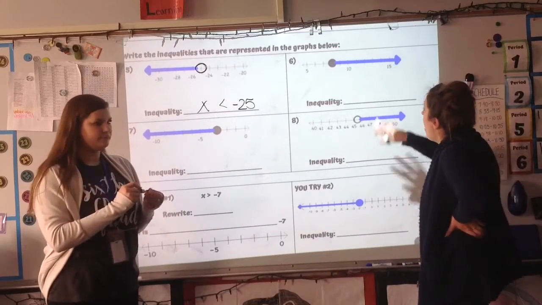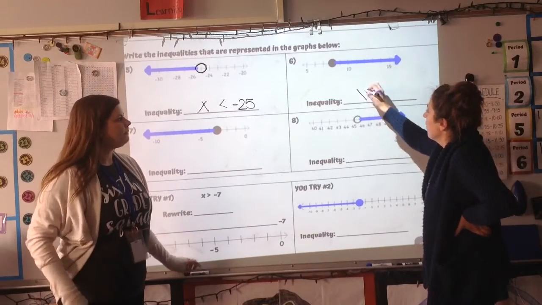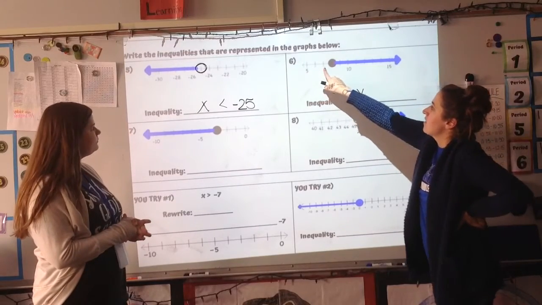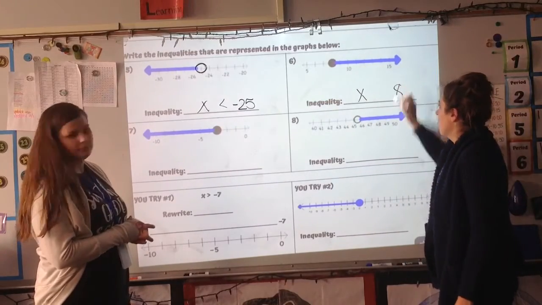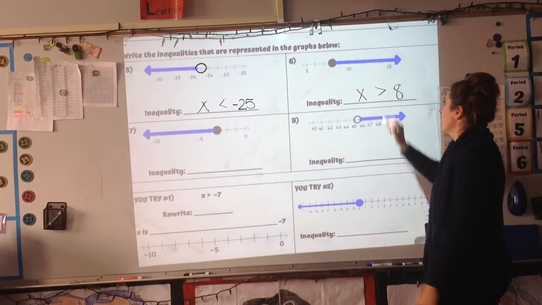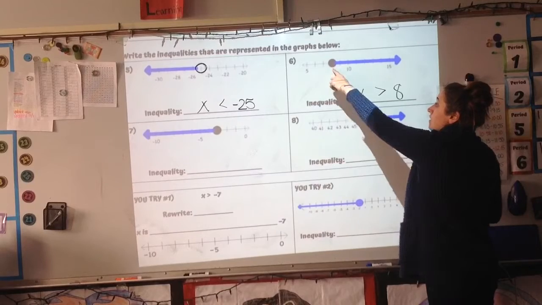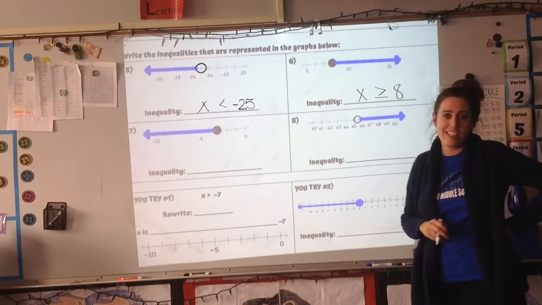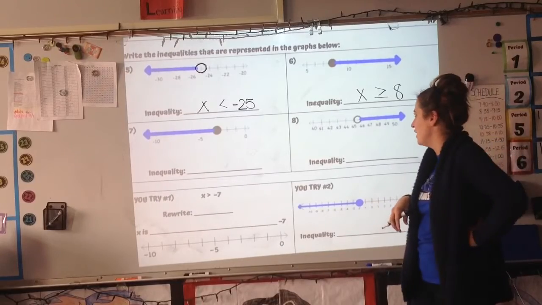Good job. All right, so here, got my variable x, the point that it's at, 5, 6, 7, 8. It is shaded to the right, which means that it is greater than. And there is a closed circle, which means it's an equal to part. Okay, Ms. Iris, head up. I'm going to finish the rest of the notes for us here.